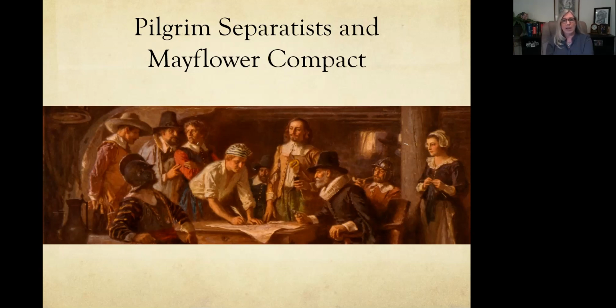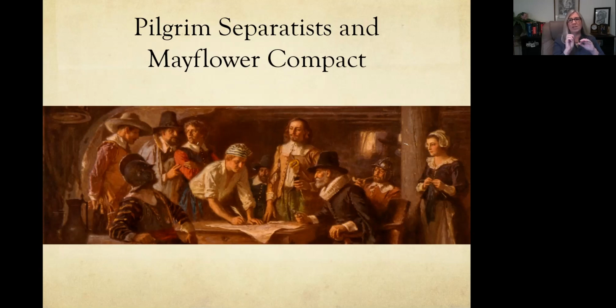So on board ship, before they get off the ship, all of the men are going to sign the Mayflower Compact. A compact is another word for an agreement. And the general gist of this compact is that they were going to agree to the will of the majority. Okay, so think about what they're doing. They're blown off course. They're landing in an area that's technically outside of what they think the jurisdiction is of where they're allowed to go.